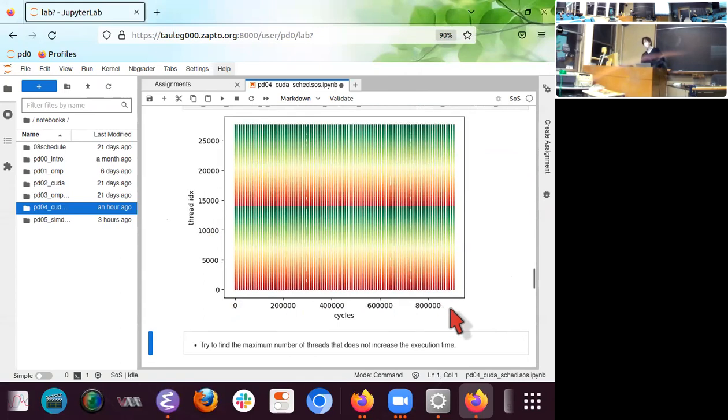So the execution time looks almost the same as before, right? But this time you are executing so many more threads, something like 25,000 threads. So this is the capacity of a GPU.